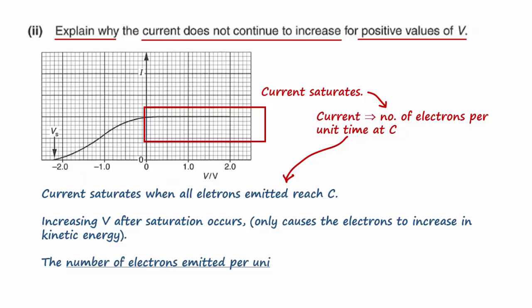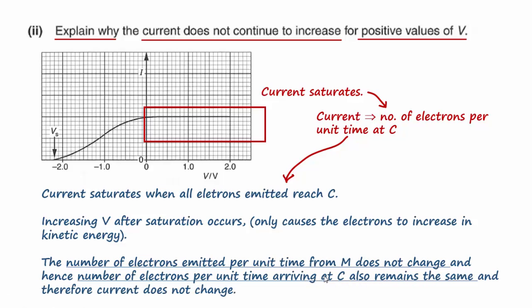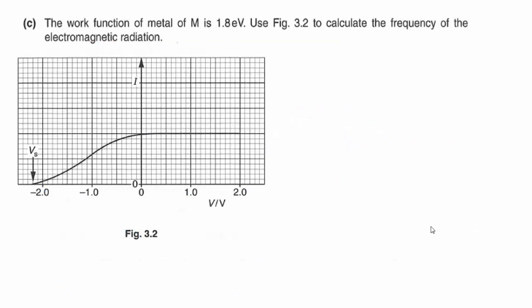However, the number of electrons emitted per unit time from M does not change, and hence the number of electrons per unit time arriving at C also remains the same, and therefore the current will not change. Again, this is a 1-mark question, and hence the most important point to put in the answer will be the last point with the critical parts underlined.